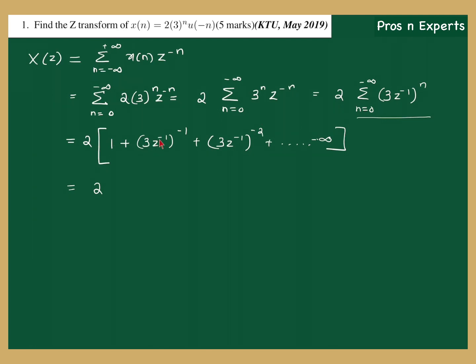Then 3z inverse whole inverse, 3z inverse whole inverse 2, and it goes on. This is nothing but a GP, geometric progression, with first term a equal to 1. And what is the next property of interest? It is the common ratio. What is the common ratio? The common ratio is (3z inverse) to the power minus 1, that is 1 by 3z inverse. That is the common ratio.